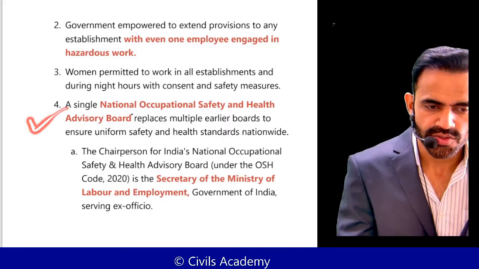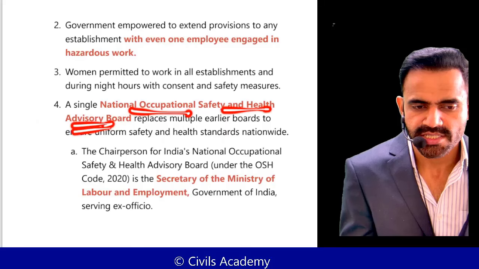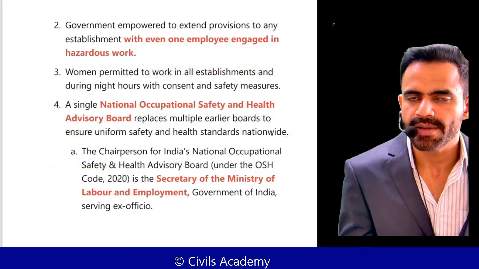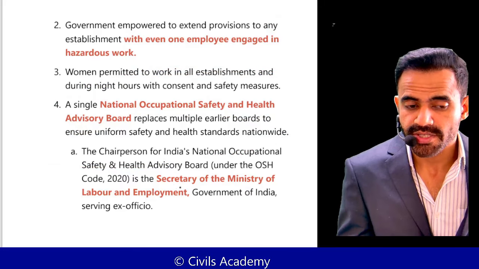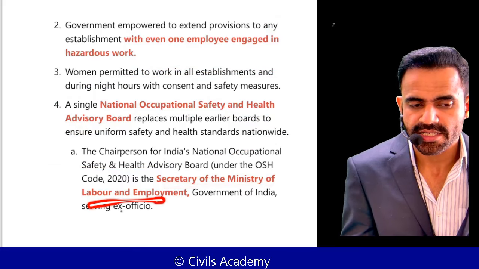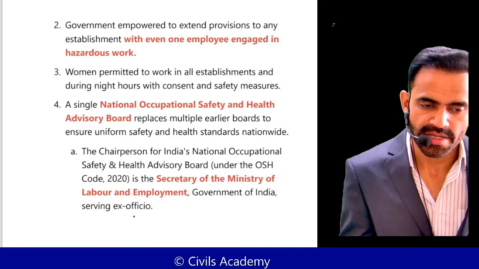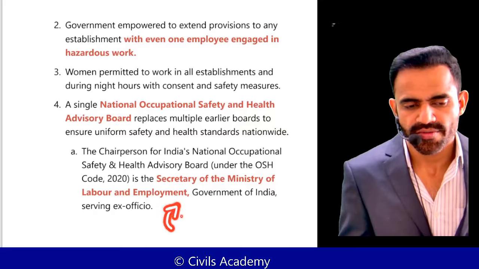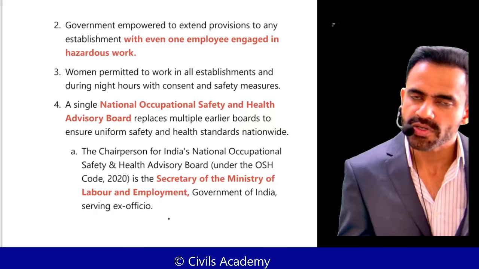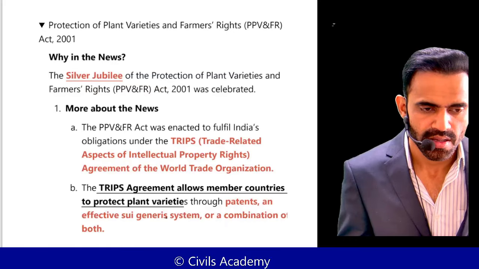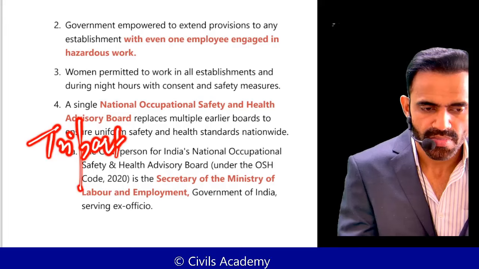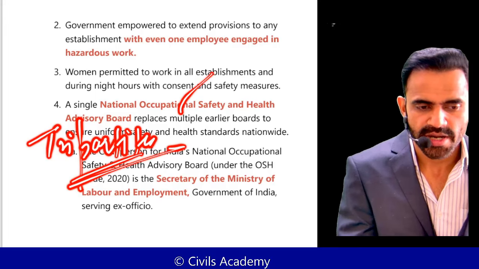Then there should be a National Occupational Safety and Health Advisory Board. This board is going to make sure that these rules are implemented properly. Who is going to be the chairperson of this board? It will be chaired by the Secretary of the Ministry of Labour and Employment. That person will be ex officio. Ex officio means basically whosoever is going to be the secretary will be the chairperson of this board. One more thing, it is a tripartite body. What is tripartite? Tripartite basically means three parties. So government is there, employer is there, employee is there.